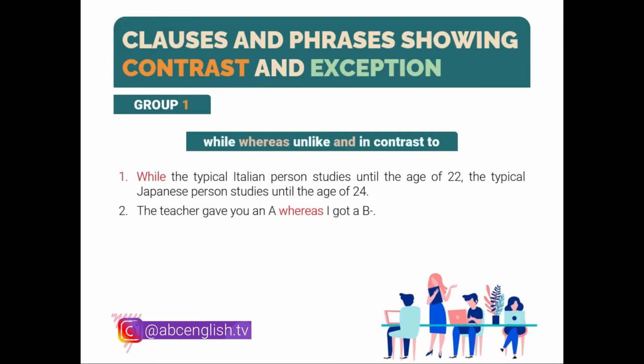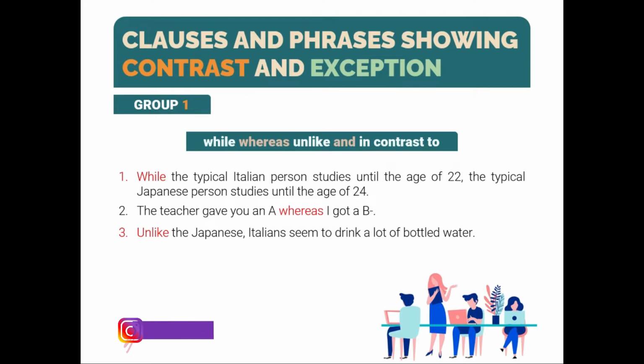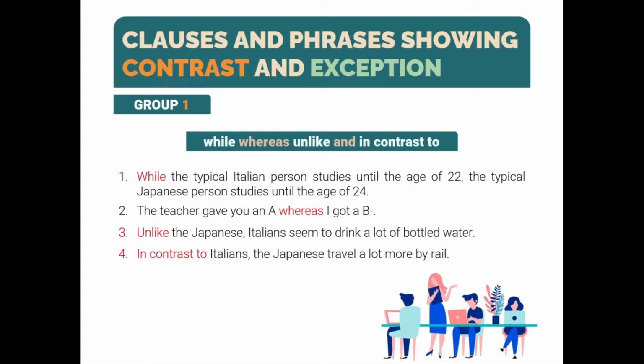Number 3. Unlike the Japanese, Italians seem to drink a lot of bottled water. Here, the word unlike means different from, which indicates that one of those two groups drinks more bottled water. Number 4. In contrast to Italians, the Japanese travel a lot more by rail. Here, the use of rail is uneven, meaning that one of those two people uses rail more.